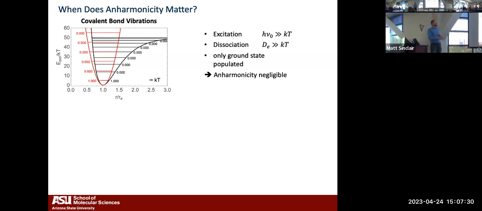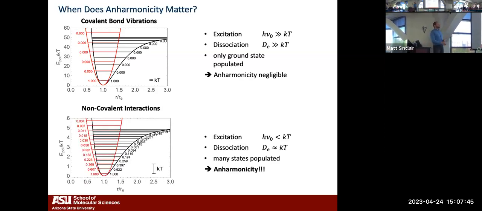If you're only stuck in the ground state, you see the harmonic approximation over here and the actual anharmonic potential. There's really basically no difference between these two. It doesn't really matter if you use a harmonic approximation or not. But if you change the energy axis a little bit, so now you're talking about non-covalent interactions, the shape is more or less the same, but now you're actually populating all these states. And now it makes a big difference if you use a harmonic approximation of the potential, which is, of course, really just a toy model.